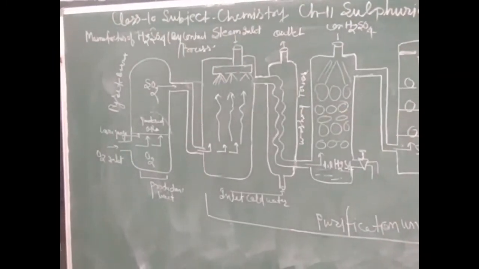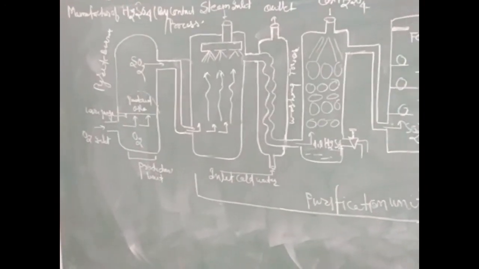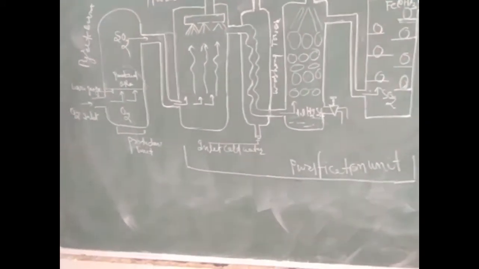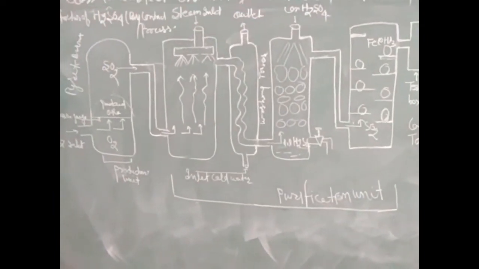In the second chamber you can observe the steam inlet, means steam is passed from the upper side and sulfur dioxide moves from the downward side. When sulfur dioxide is passed from the downward side and steam is passed from the upward side, in this condition we watch the process, that is purification. It is part of the purification unit.